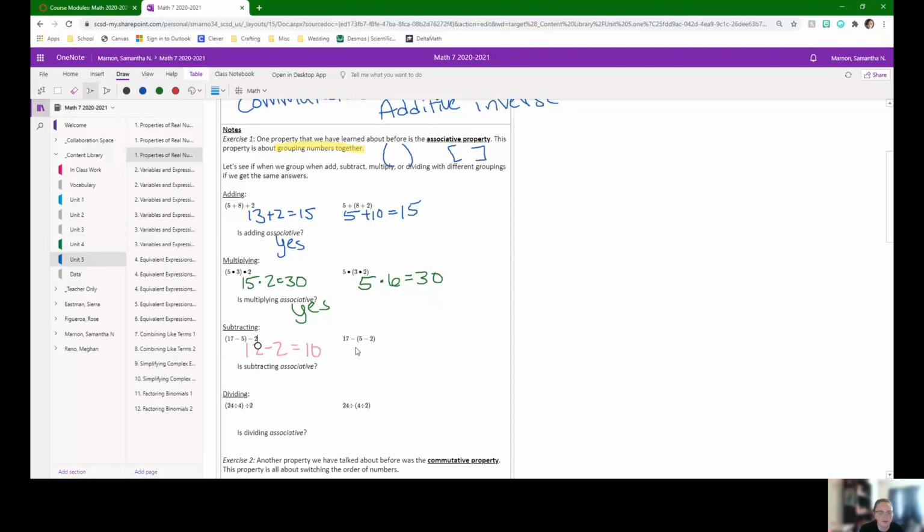If I do 5 minus 2 first here, 5 minus 2 is 3. So 17 minus 3, I got 14. So because these are not the same answer, subtracting is not associative. So we're going to put no here.